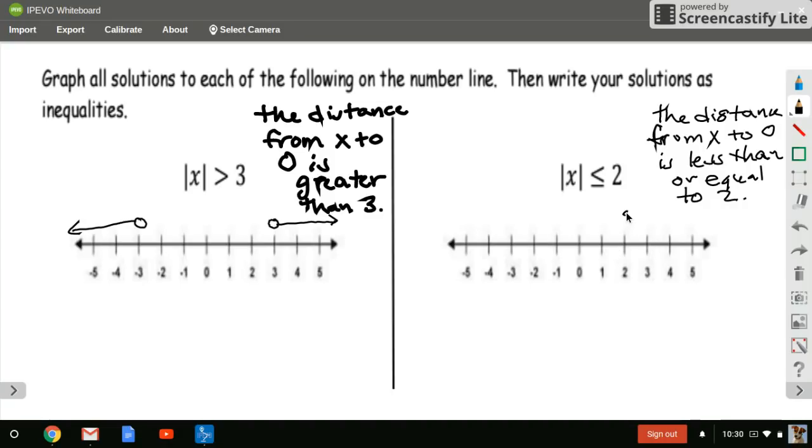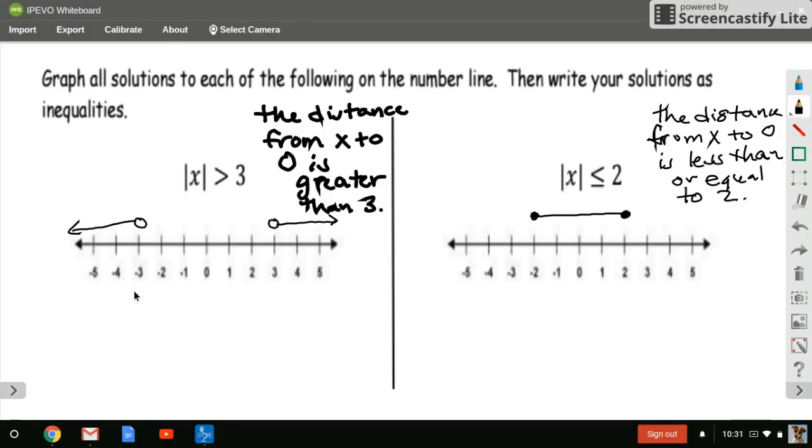Okay, so 1 is less than 2 spaces away, but 3 is not. Since we have equal to, we're still going to have a closed dot at 2. Same thing for -2: -1 is less than 2 spaces away from 0, but -3 is not. So we're going to have a closed dot again at -2, and this is going to be connecting.